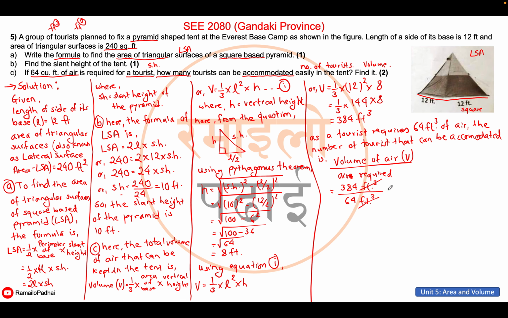So 384 divided by 64 is equal to 6. So we will write it in a sentence: 6 tourists can be accommodated easily in the tent. So this is the solution of this question.